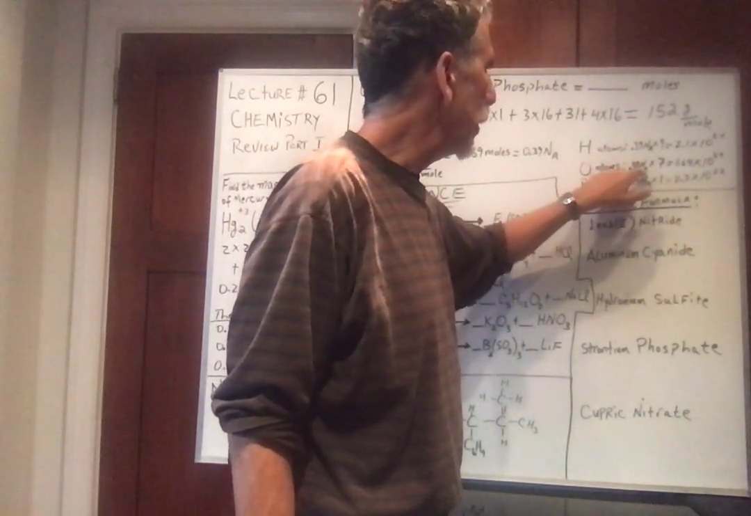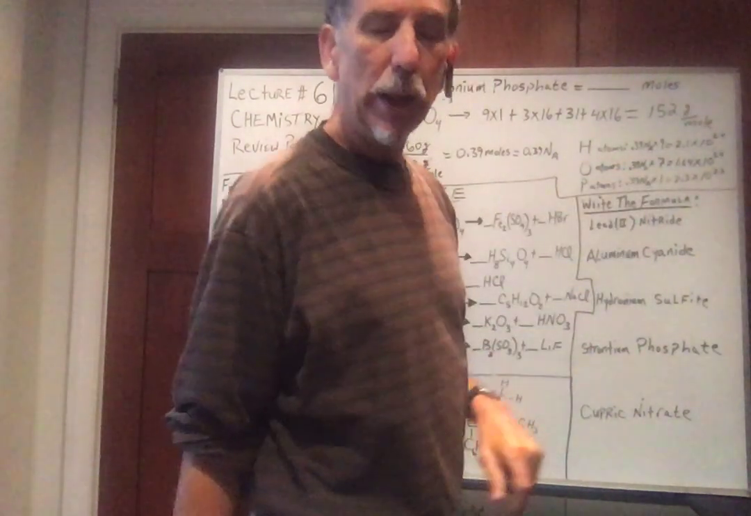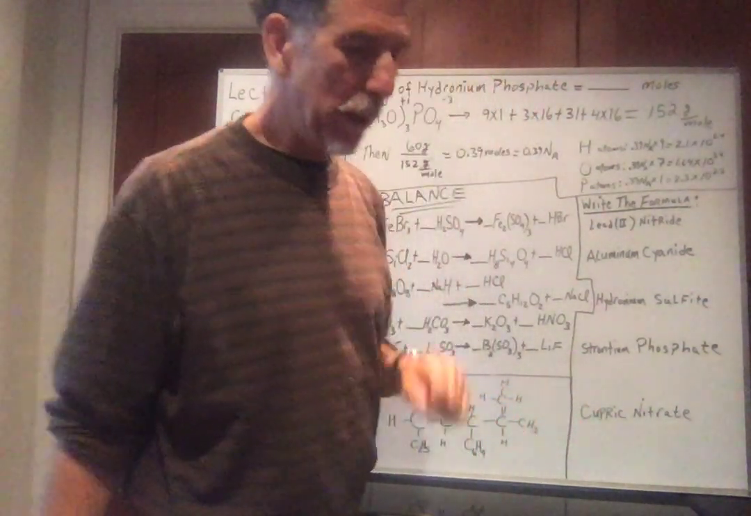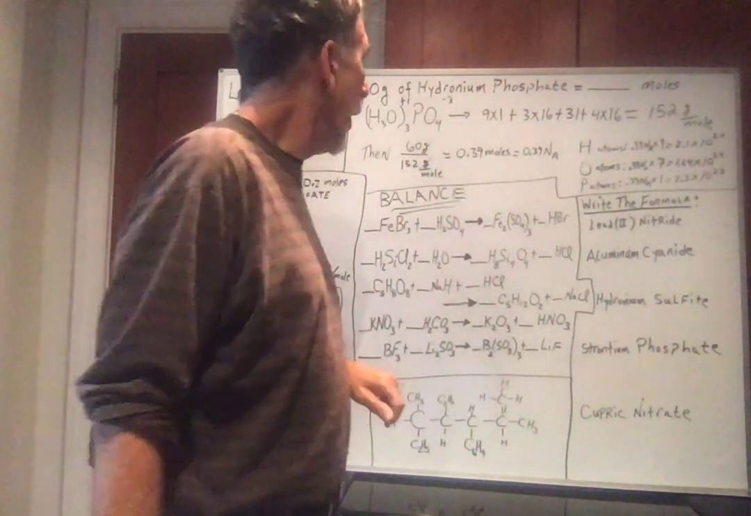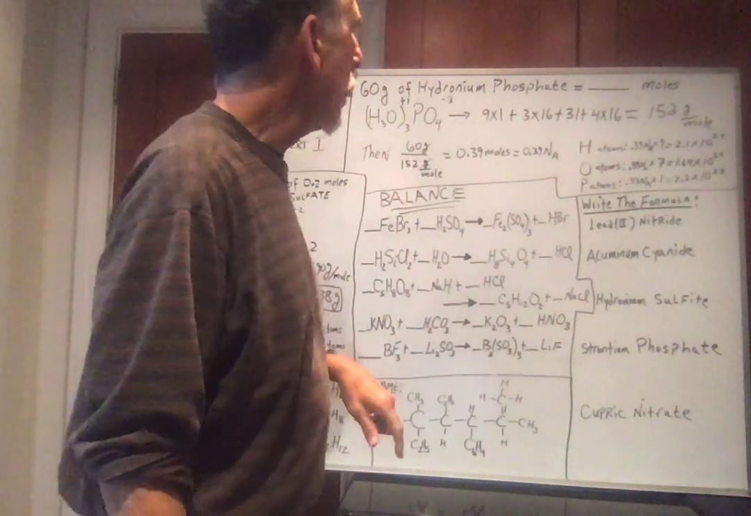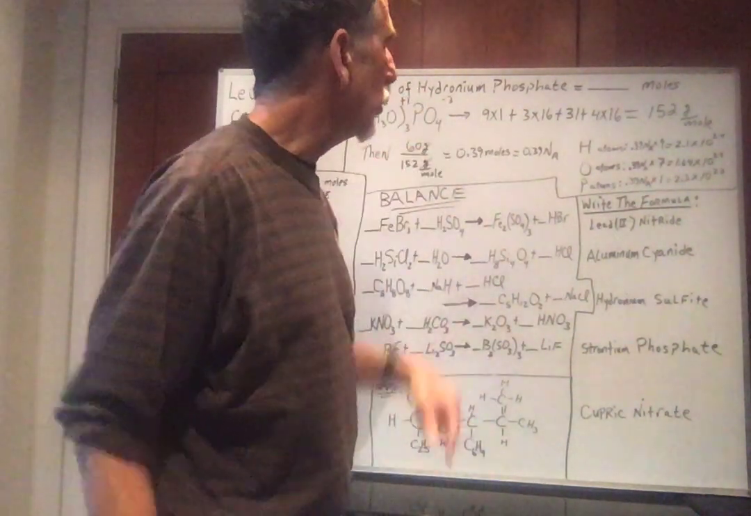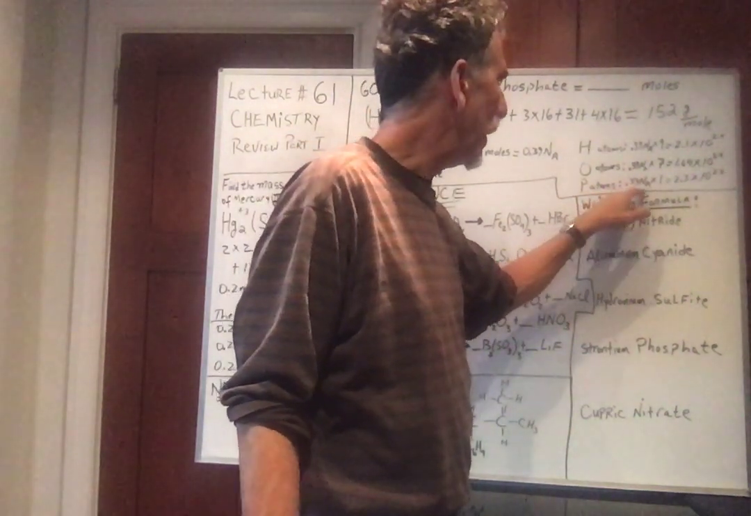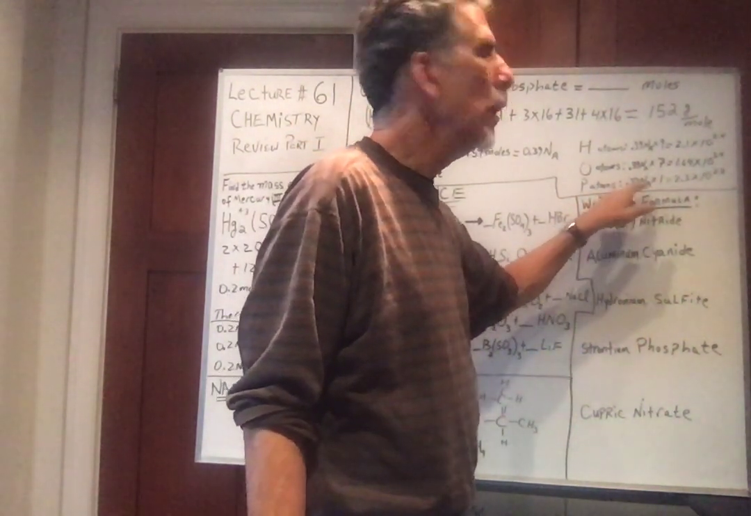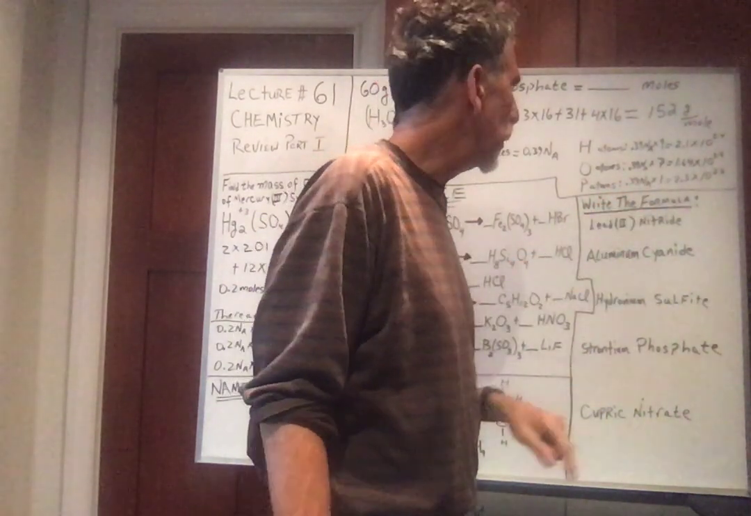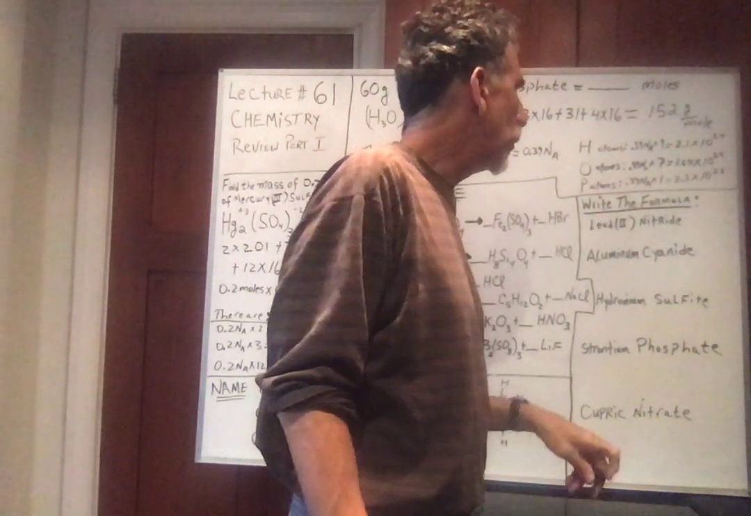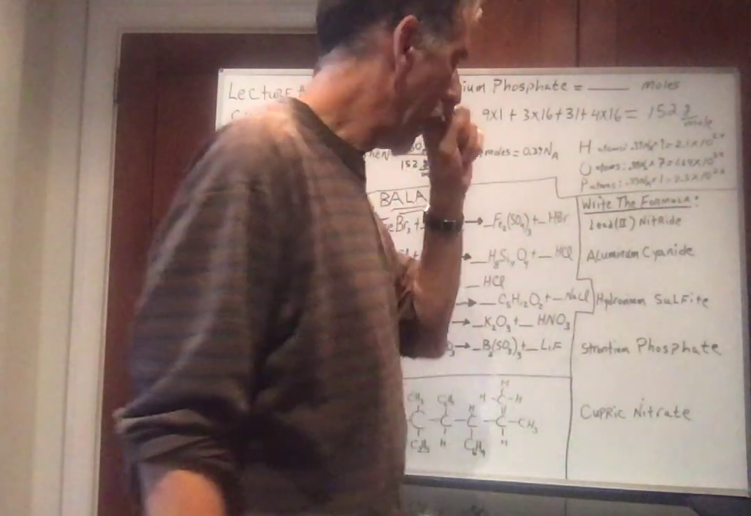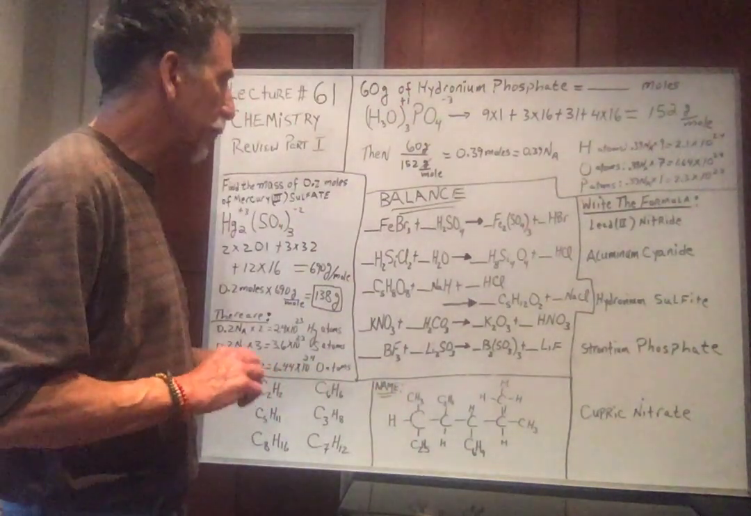7 times 0.39 times 6 times 10 to the 23rd, and I get 1.64 times 10 to the 24th oxygen atoms. And finally, phosphorus, right? We only have one phosphorus atom in a hydronium phosphate molecule. So we have 0.39 moles, 0.39 Na times 1, 0.39 times 6 times 10 to the 23rd, and we get 2.3 times 10 to the 23rd phosphorus atoms. Okie doke, that's not so bad.